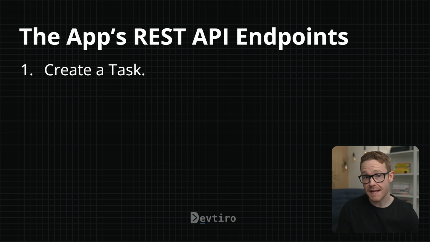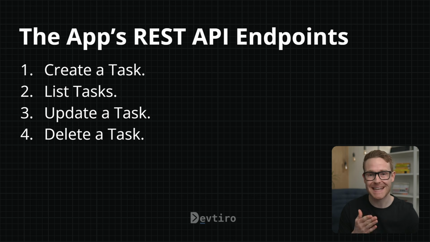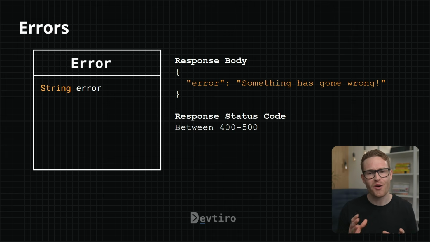We have one to create a task, we have one to list tasks, we have another one to update a task, and we have a final one to delete a task. Now, before we explore each of these endpoints, let's cover how we're going to represent errors in our REST API. Things go wrong in software all the time, and our REST API is no exception. So it pays to standardize our error responses. And that allows our clients to handle these errors gracefully.